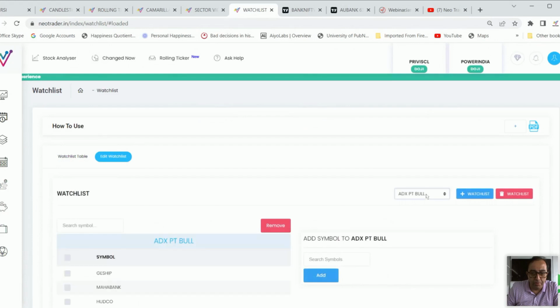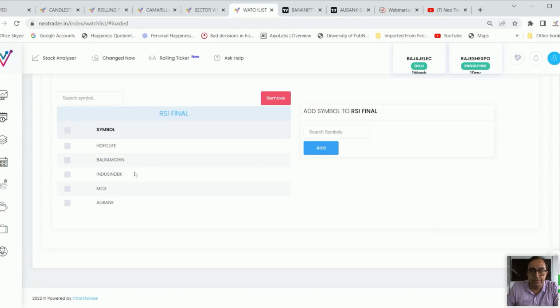So for example, we have got this RSI final. From these names, any name that will trigger either on intraday or on multi-day is where you can go and take action, right? And that's how you will be able to participate in the market in a structured manner, right?